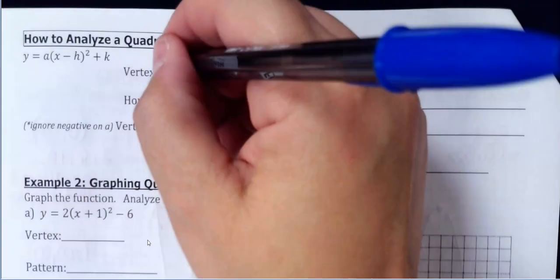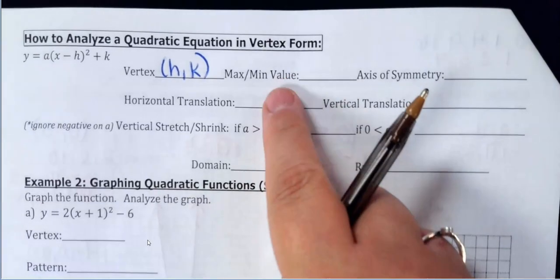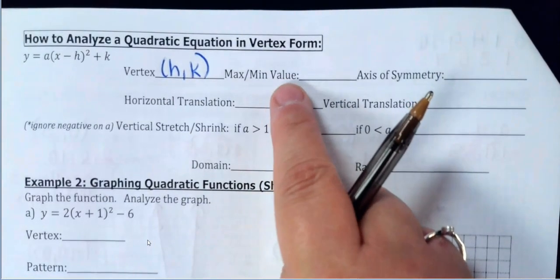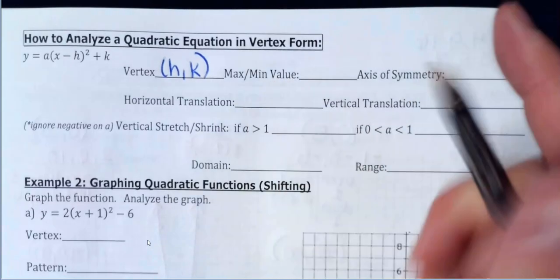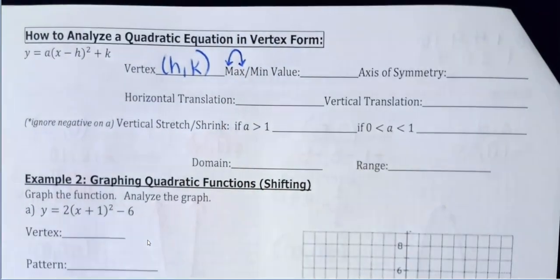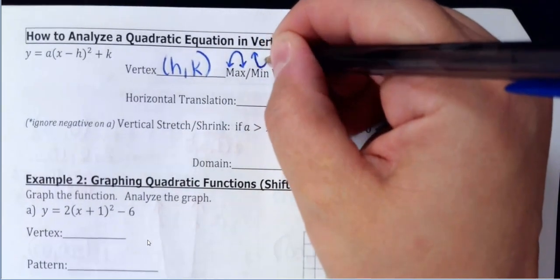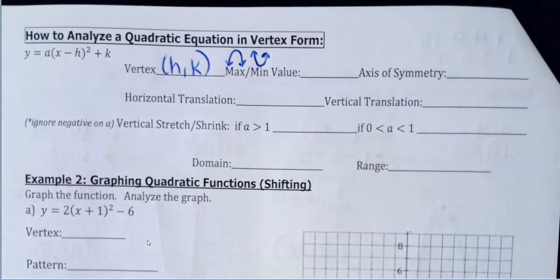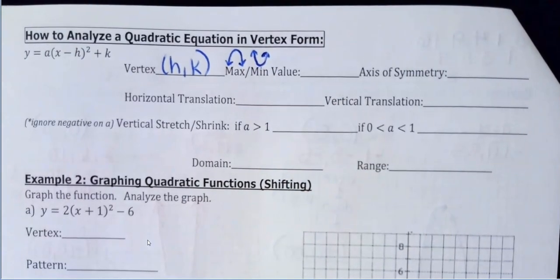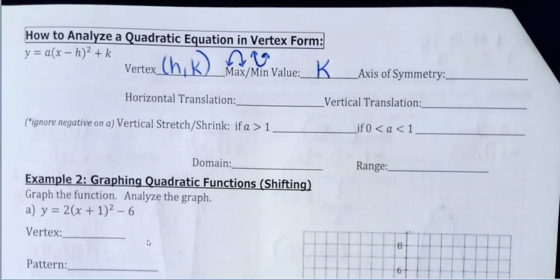The vertex is going to be your (h, k). Now, if it asks you for a maximum or minimum value, it's only one or the other. If it's a maximum value, the graph would turn upside down. The vertex is going to be at the top. If it's a minimum value, the parabola would turn right side up, be a right side up U shape. So it's one or the other, not both. But it's just the y-coordinate of the vertex, which will be k in that formula.